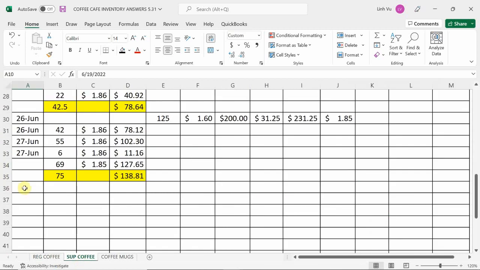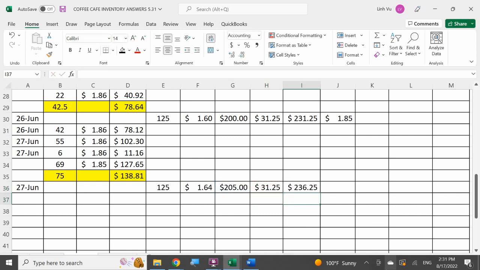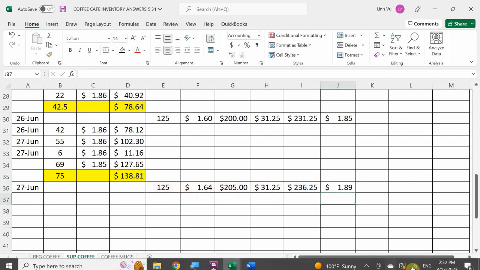And then I need to go to my Supreme coffee here. $1.25 for $1.63, I believe. No, that doesn't look right. It's supposed to be 164. There you go. 205 plus $31.25 gives you a grand total of $236.25, which should be $1.89.